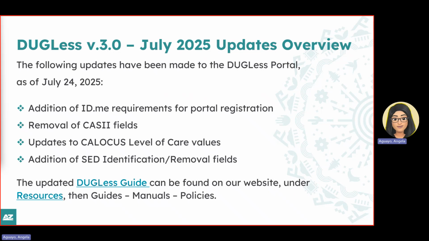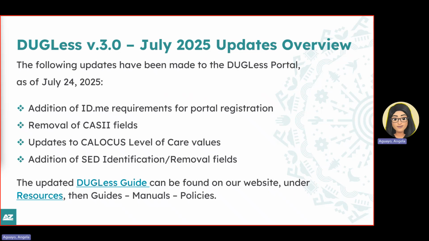There is an addition of ID.me requirements for registering for the Access Online portal. There's removal of the CASI fields, updates to the CalOCA's level of care values, and most importantly, the addition of SED identification and removal fields in the portal.